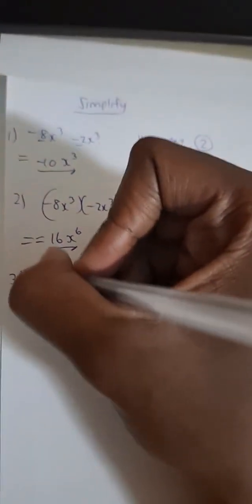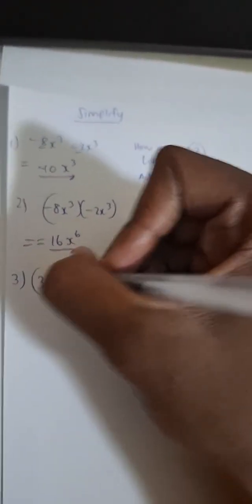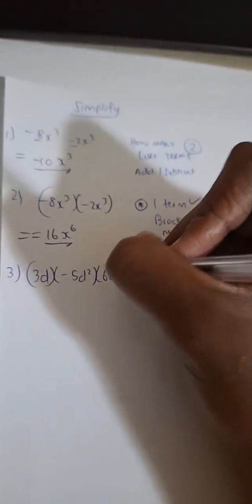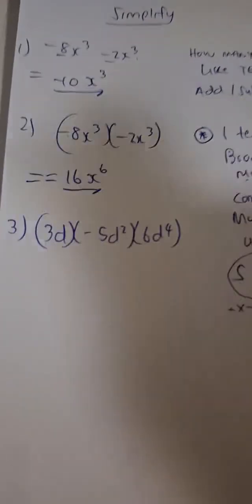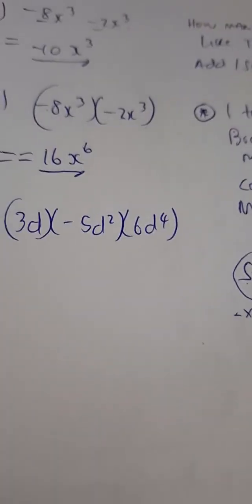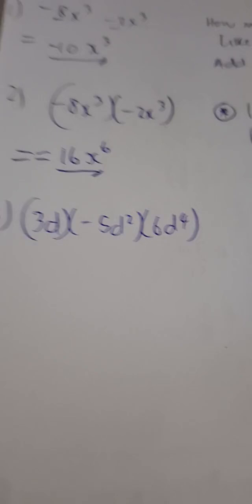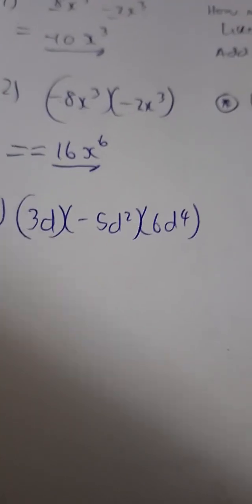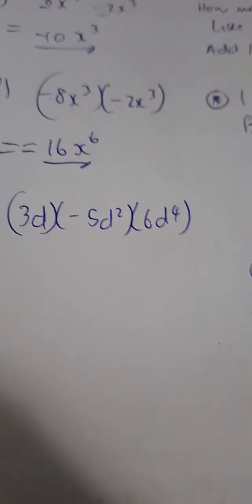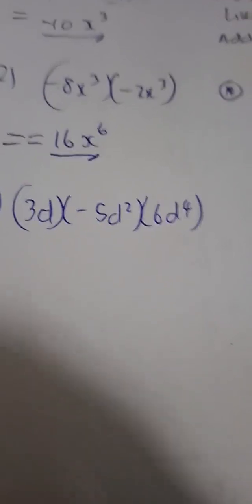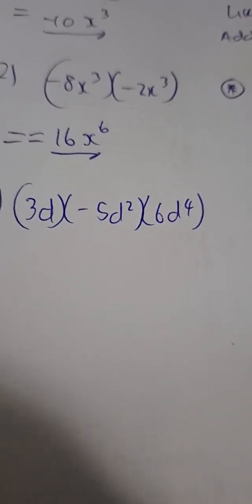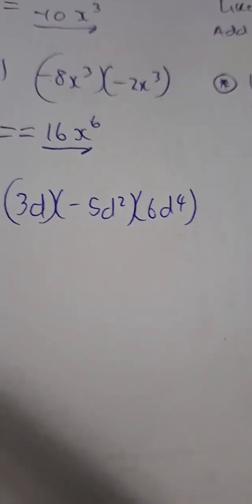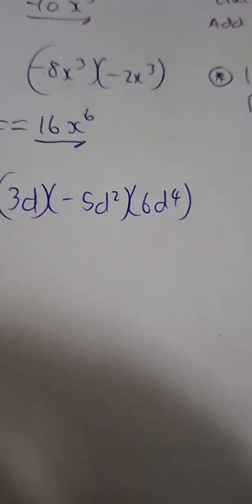Here's another one: 3d into minus 5d squared into 6d to the power 4. I'm asking again, how many terms in this expression? Now Riba is coming in the comment section with eagerness to answer, because we know too well what we answered in the beginning. Riba, now you are answering correctly. Okay, how many terms in the expression?